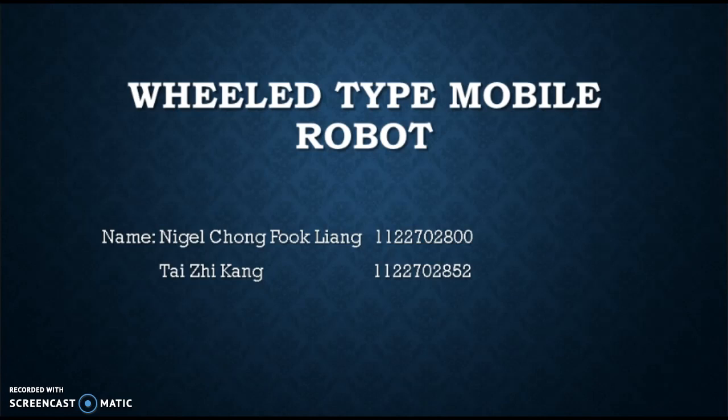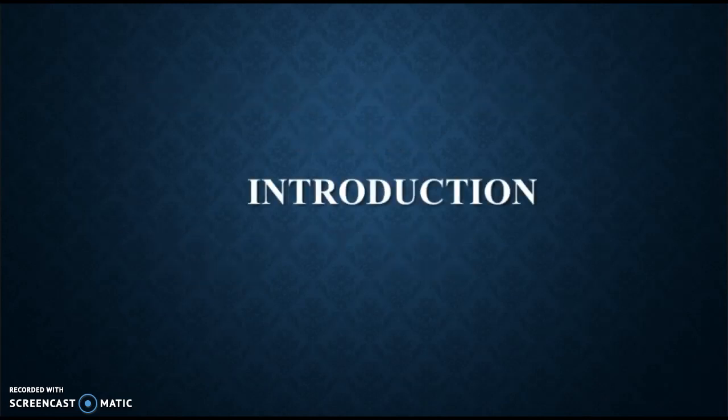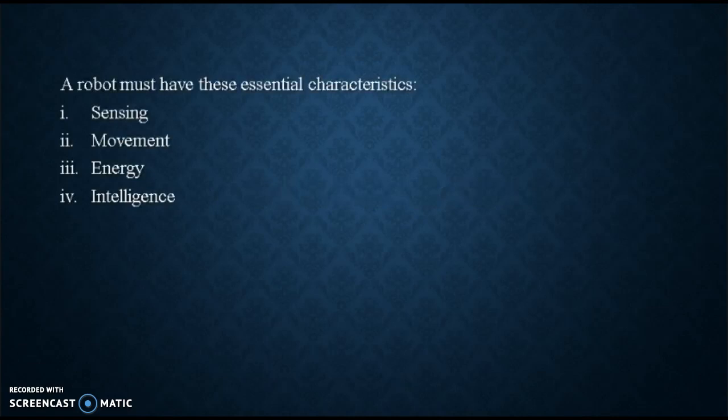While there is no generally accepted definition for the term mobile robot, it is often taken to mean a device that can move autonomously from place to place to achieve a set of goals. The four main components a robot must have are sensing, movement, energy, and intelligence. The environment information is obtained by sensors in motion control for a mobile robot.